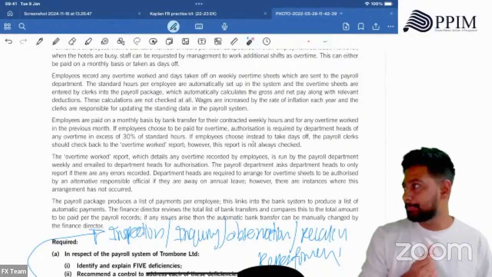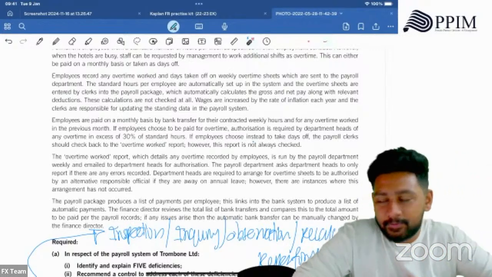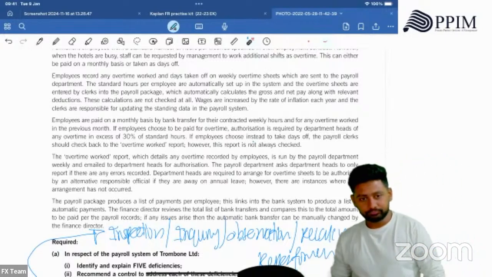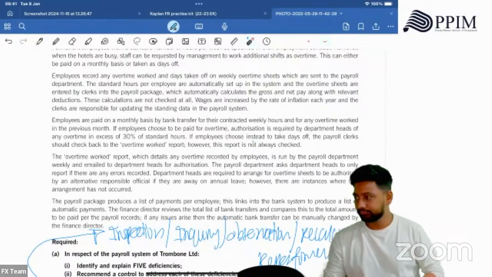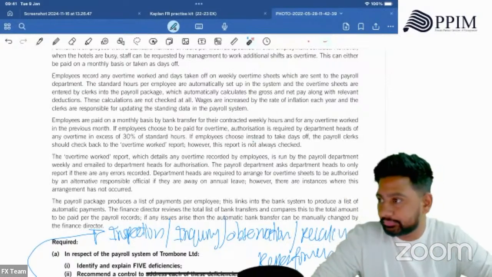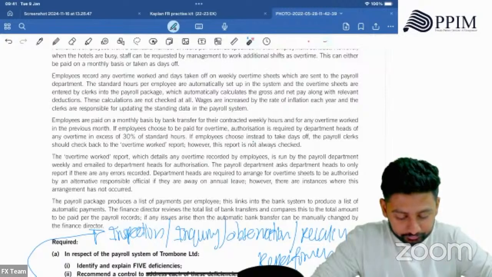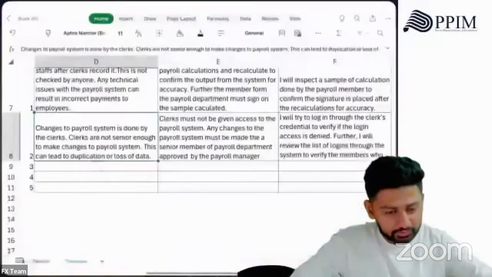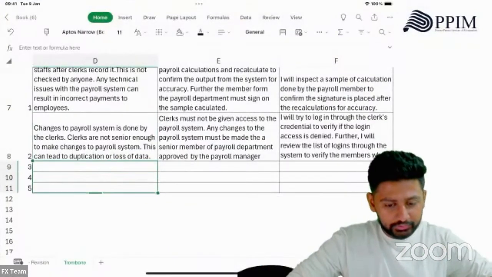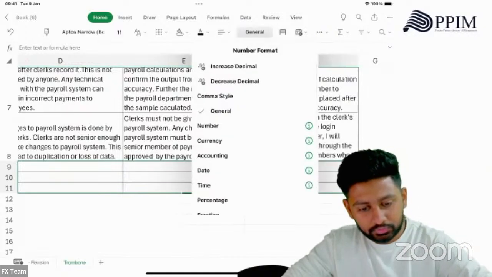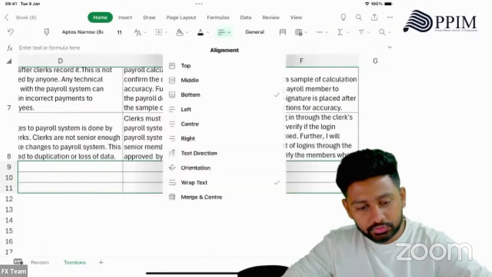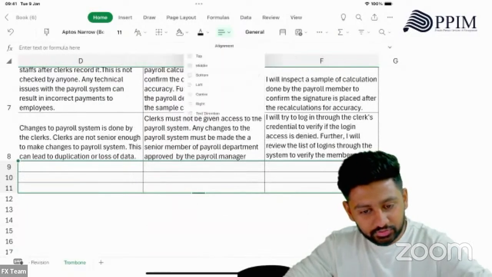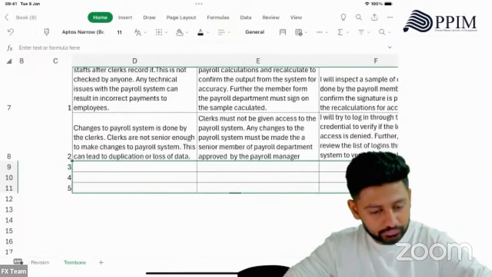Done, done. Quick, quick. Keep it very simple, right? Don't try to confuse yourself. Keep it very, very simple. Oops, was it already on? Wrap mode. Okay, there you go.